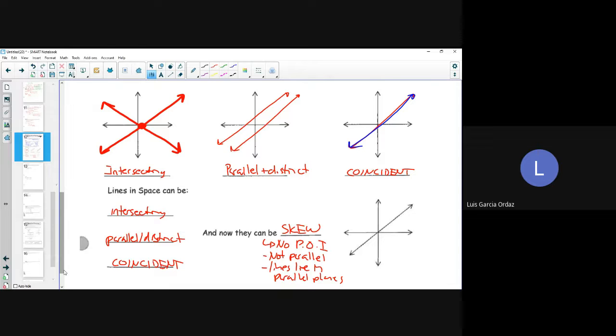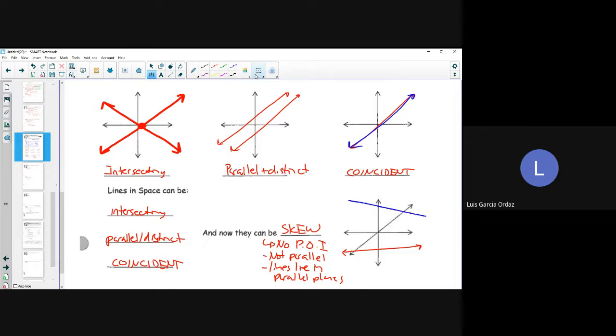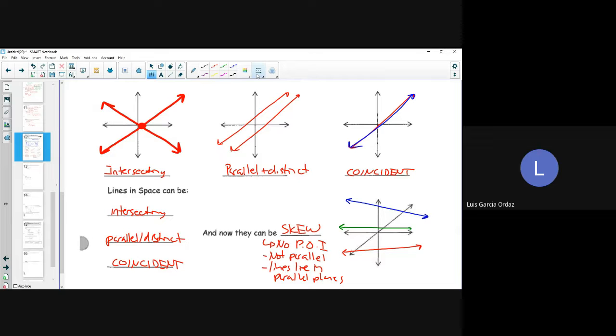So for example, I can have one line that goes like this. I can have another line that goes like this. Then I can have a line that goes like that. I know it's hard to see it graphically, but when I show it algebraically, it'll become easier to understand that sometimes lines cannot be coincident or they can be skew. So again, this will make more sense once we start doing things algebraically.